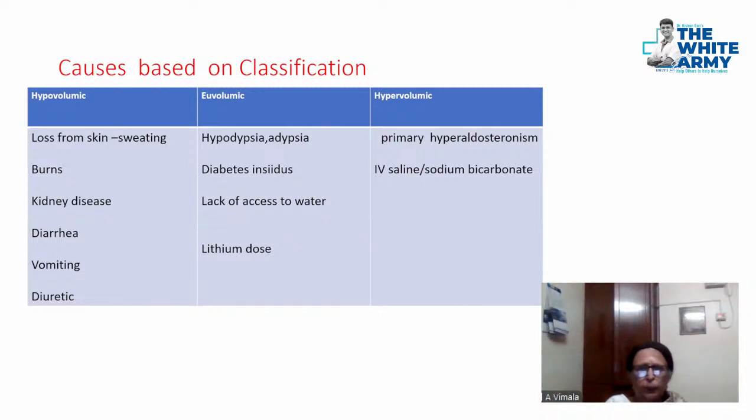Euvolemic is usually where the thirst mechanism is gone. Hypodipsia or adipsia. Diabetes insipidus, which we will not be discussing today. Lack of access to water. Lithium overdose. Somebody is on lithium for manic depressive psychosis. That can result in euvolemic hypernatremia. Hypervolemic hypernatremia is when we use 3% saline or a wrong fluid for correction of fluid that is lost, or sodium bicarbonate overcorrection for acidosis can now result in hypernatremia.